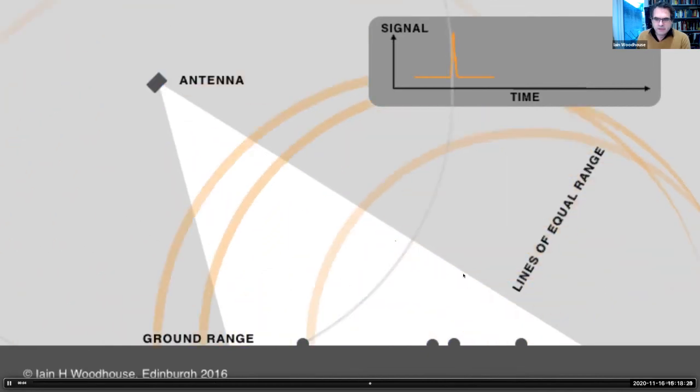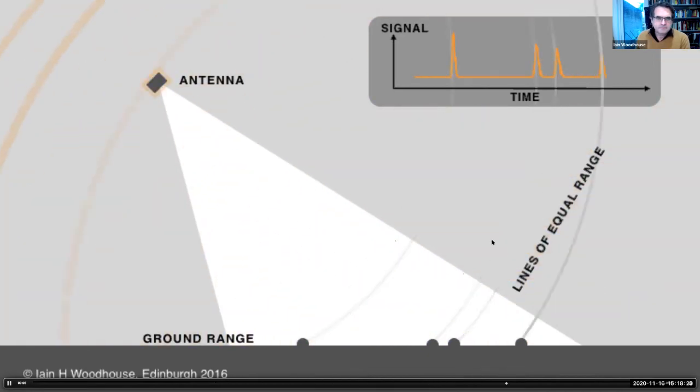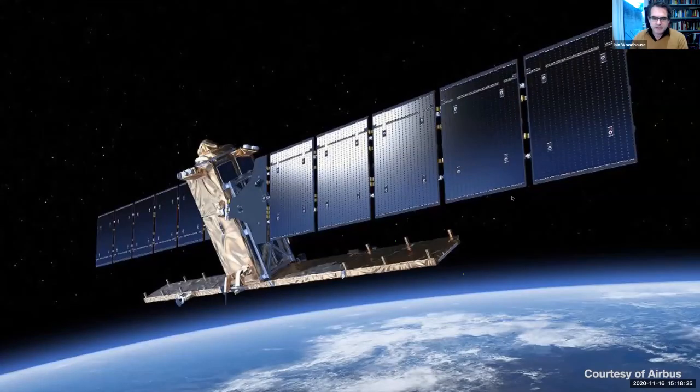So the antennas that we do use, this is an image of Sentinel-1, and the big panels across the top are the solar panels because we need lots of power. One of the challenges of all radar systems is that it's always an order of magnitude larger in terms of size and power compared to optical systems because we're transmitting our own energy. So we need to be able to collect lots of power.